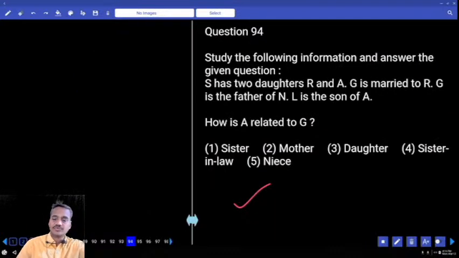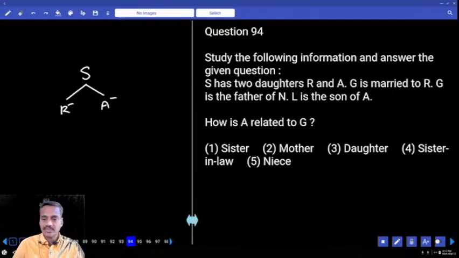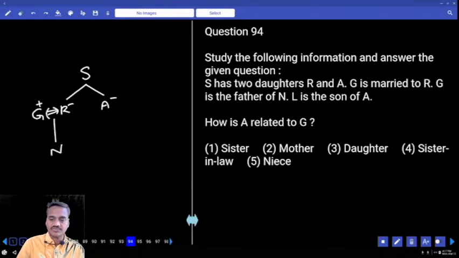The next one, 94. S has 2 daughters, R and A. And G is married to R. G and R are a married couple. R is a female, G is a male. And G is the father of N, and L is the son of A.